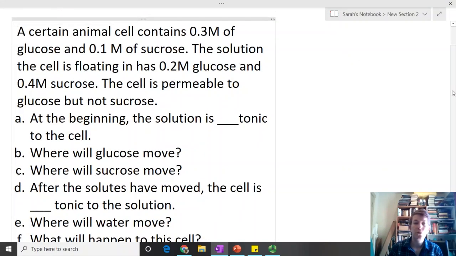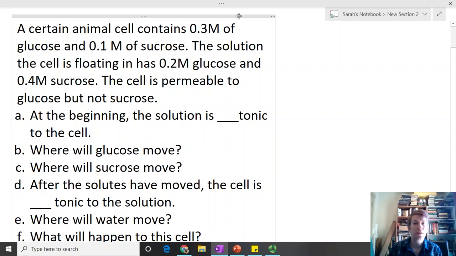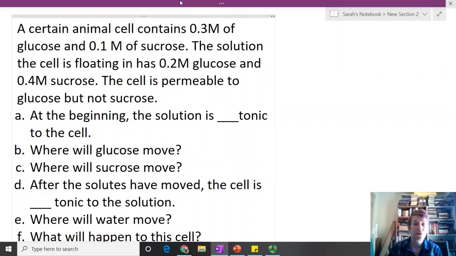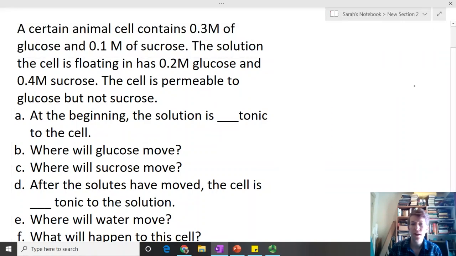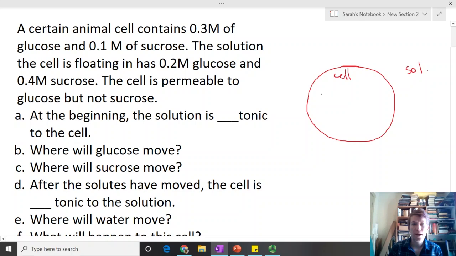All right. So we've got this animal cell. It's got all this stuff in it, glucose and sucrose. Usually the first thing I will do in a problem like this is draw a picture. So let's draw a simple picture of a cell and a solution. Here's our cell, here's our solution, and we're going to write down what's in it. The cell has 0.3 molar of glucose. Again, that's a measure of concentration. I'm just going to put G for glucose because I have a hard time writing with a mouse, and 0.1 molar of sucrose. So that's going to add up to 0.4 total.